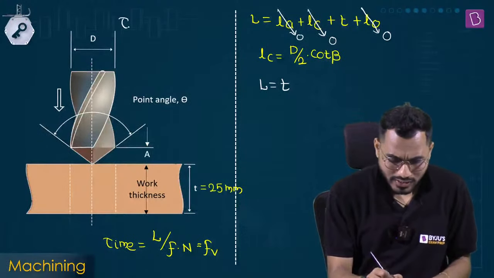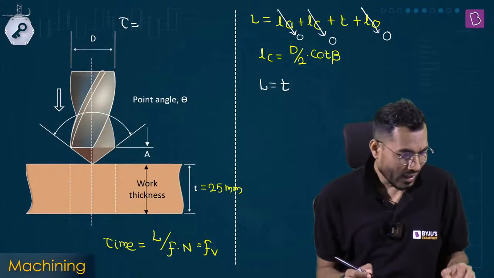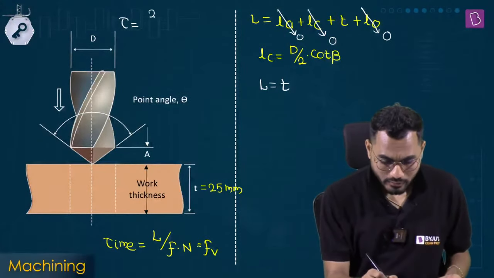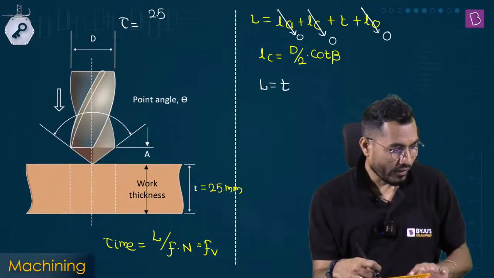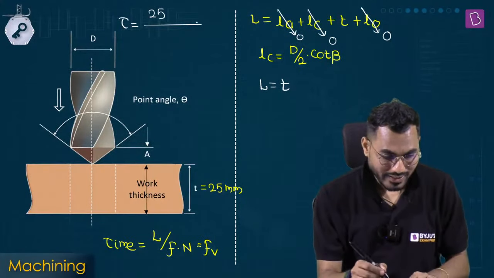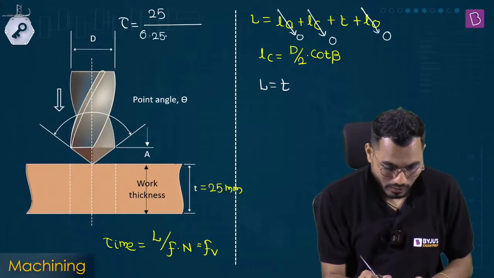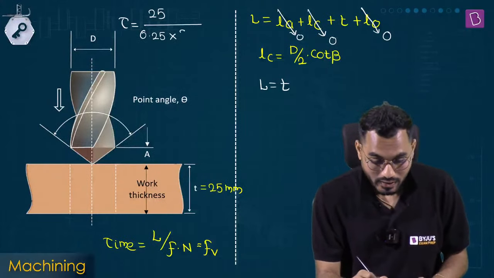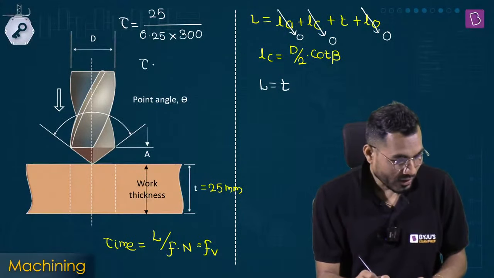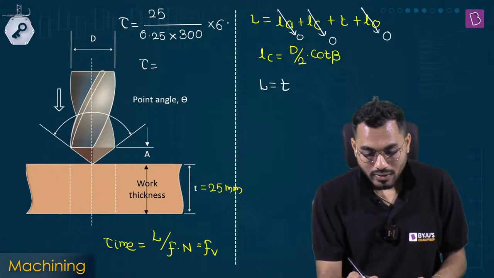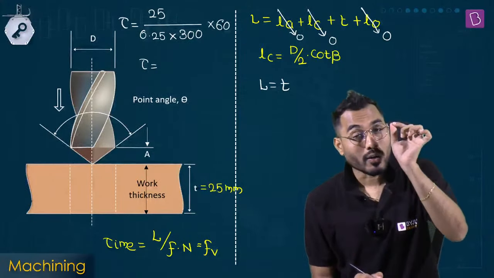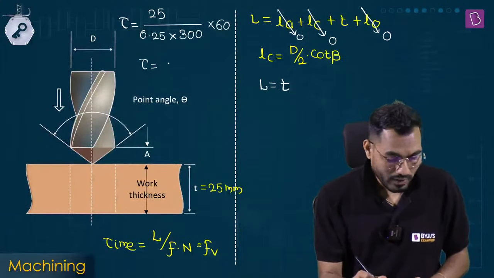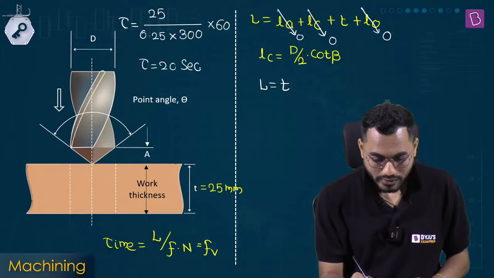And therefore, the machining time is exactly equal to L, how much is it? 25. Is it 25? Yes, 25 divided by the feed, 0.25 mm per revolution, multiplied by N. What RPM is given? 300 RPM, right? Fine. But sir, I have to calculate the answer in seconds, and RPM is given in revolutions per minute. So multiply by 60, and you'll get the answer in seconds, right? Fine. So the time will come to 20 seconds.